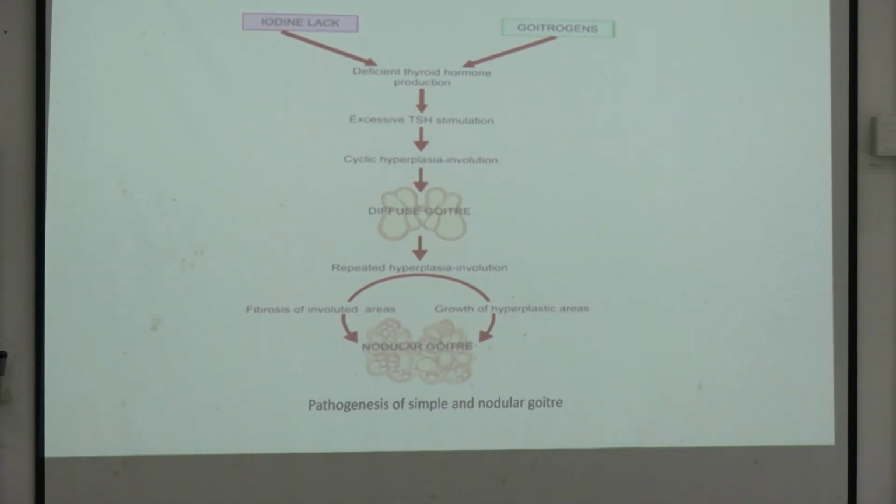Lack of iodine or goitrogen, deficient thyroid hormone production, excessive TSH stimulation, cyclic hyperplasia and involution, and diffuse goiter. Then repeated hyperplasia and involution, then fibrosis of involuted areas, growth of hyperplastic areas, and nodular goiter. First diffuse goiter, then nodular goiter.